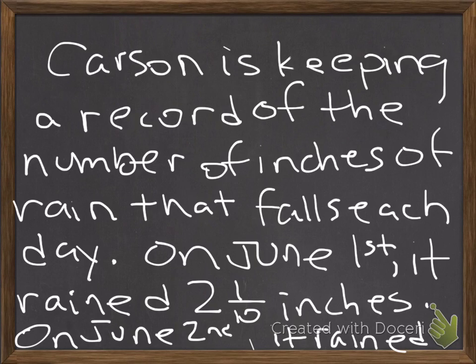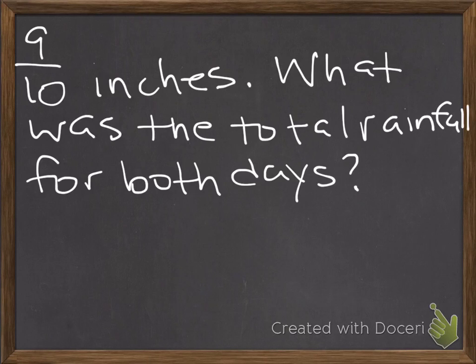Here we have another word problem. This says Carson is keeping a record of the number of inches of rain that falls each day. On June 1st, it rained 2 1/10 inches. On June 2nd, it rained 9/10 inches. What was the total rainfall for both days?